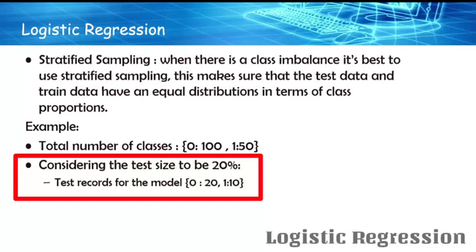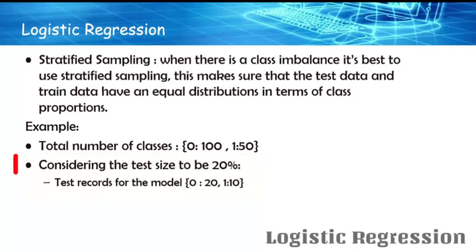Okay, so again, for 100, 20% is 20 itself, and for 50, 20% is 10. Basically, if you have a larger number, like 150 plus 100, it should again be 20% itself. So for 150, 20% would be around 30, and for 100, again 20% is 20. So we should have equal distribution. That is stratified sampling.